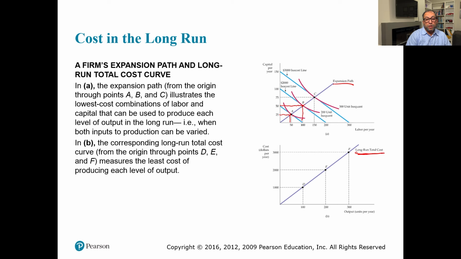So in panel A, the expansion path from the origin through points A, B, and C illustrates the lowest cost combinations of labor and capital that can be used to produce each level of output in the long run, when both inputs to production can be varied. In panel B, we show the corresponding long run cost curve from the origin through points D, E, and F, measuring the least cost of producing each level of output.